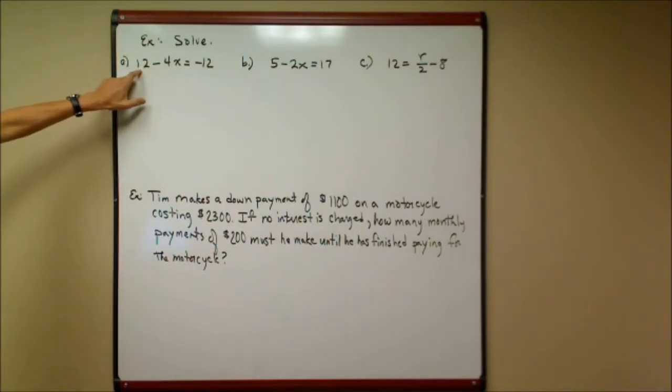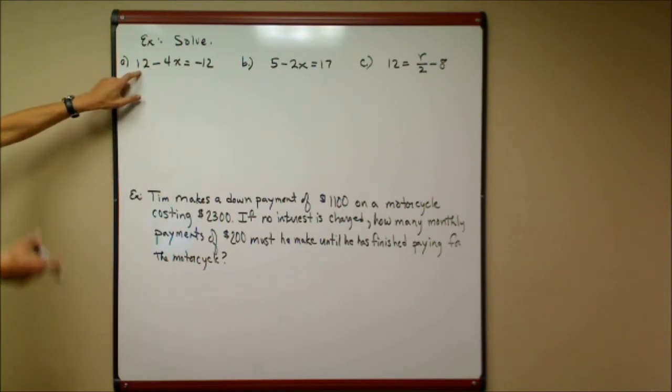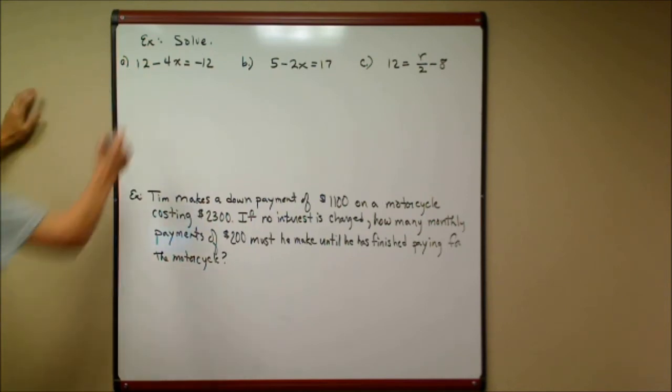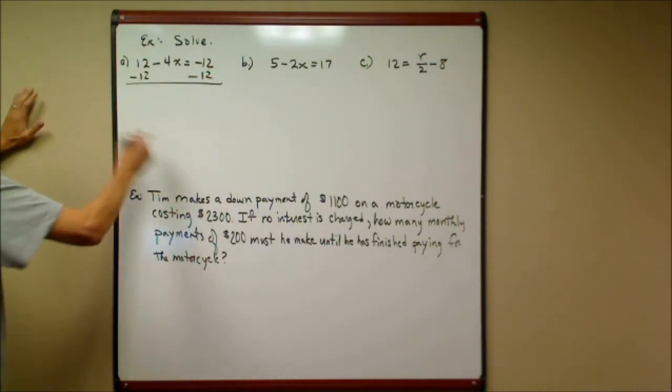I'm going to get rid of the 12 first, but the 12 is not being subtracted. It's a positive 12. It's like it was being added. Remember, plus signs are like positives, subtraction signs are like negatives. I'm going to get rid of the 12 first. I'm going to subtract 12 from both sides. Or you can think of it as adding a negative 12.